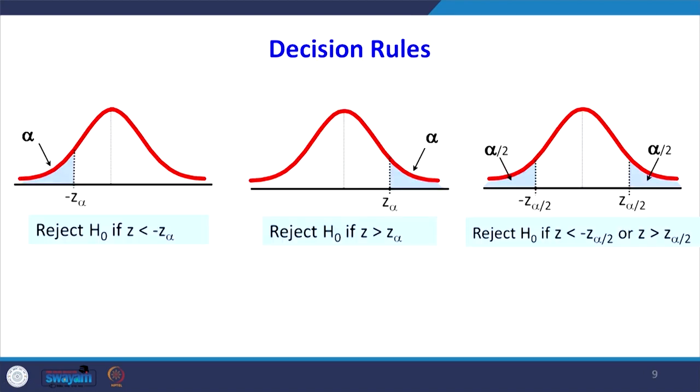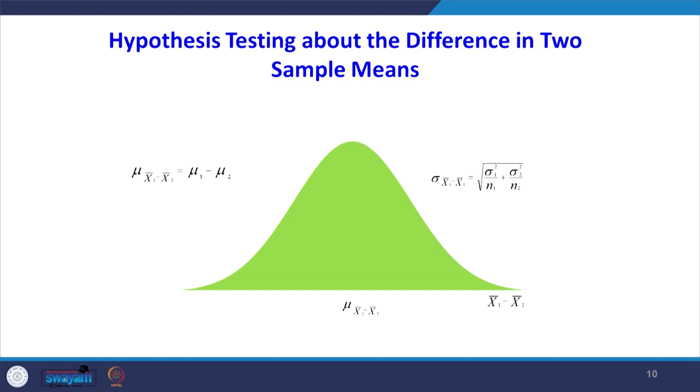The decision rule for the left tail test is reject H naught if the calculated z value is less than minus z alpha. The decision rule for the right tail test is reject H naught if the calculated z value is greater than z alpha. For a two tail test, reject H naught if the z value is less than minus z alpha by 2 or the z value is greater than z alpha by 2. Any one can happen. So, this distribution is the sampling distribution of the difference of two sample means.